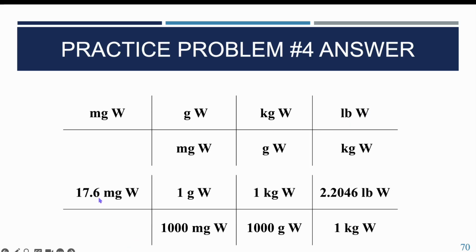And the next thing we'll do is we'll fill in those values. So we know that we started with 17.6 milligrams of tungsten. We know that there's 1,000 milligrams of tungsten in 1 gram of tungsten, 1,000 grams in 1 kilogram, and 1 kilogram is equal to 2.2046. And I got this conversion factor from the slide earlier where I showed some of the conversion factors.